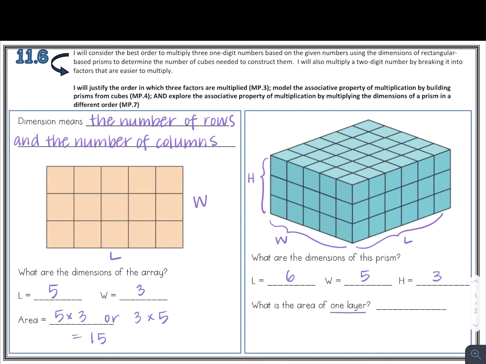So pretend that is a cake and you have 3 layers, and let's just take a look at the top layer. Now the top layer, the area would just be the width times the length, or the length times the width. Okay, so we can write down 6 times 5. And again, we're only looking at one layer, so that would be 30 square units.